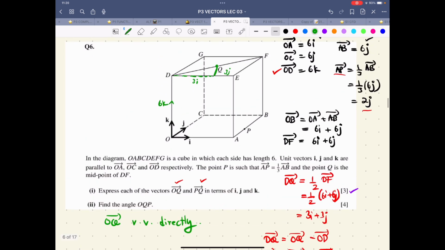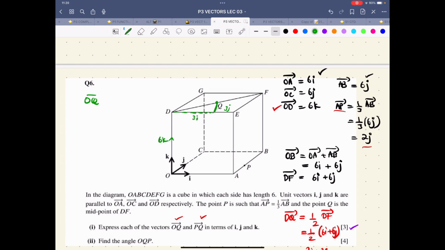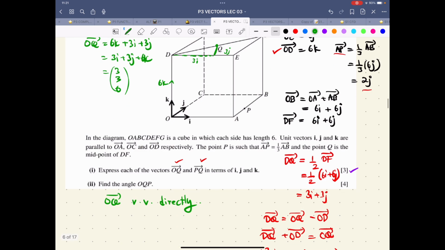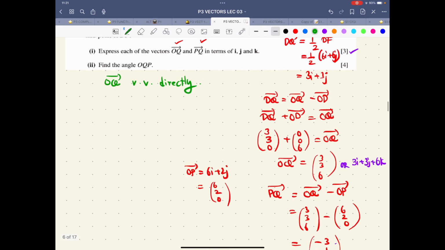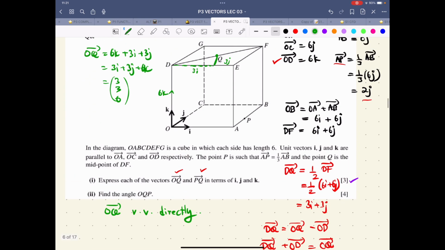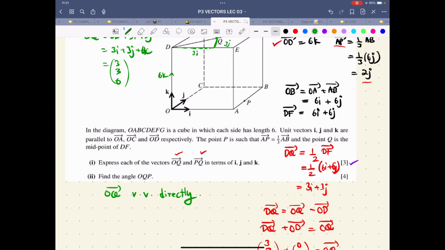So if I write OQ very, very directly, OQ is 6k plus 3i plus 3j, which can be written as 3i plus 3j plus 6k, which can be written as 3, 3, and 6. Double check OQ, that's right over here, 3, 3, and 6. So it's your choice how you want to approach this question.